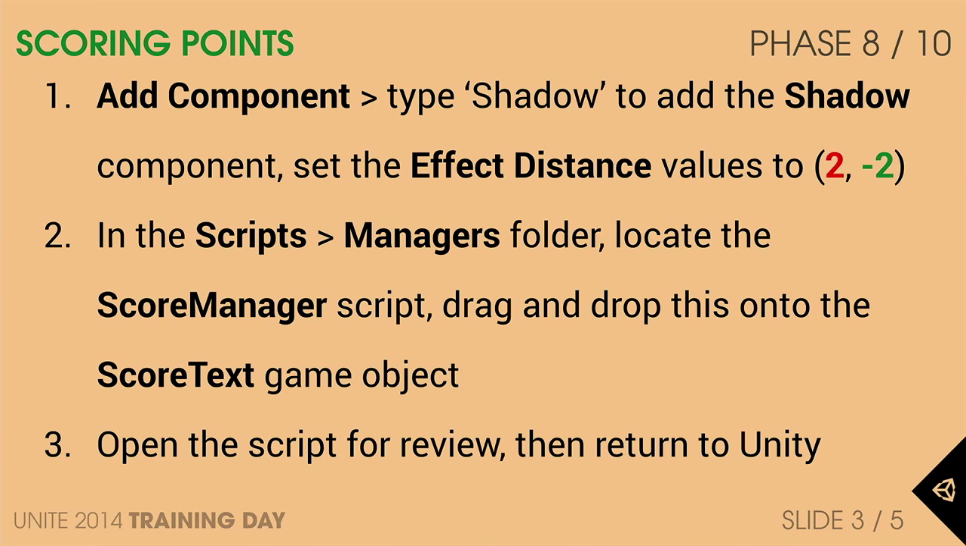So let's just quickly reiterate that last point. So we added a shadow component. We set the effect distance values to 2, -2, and we applied our score manager script and dropped it onto the score text game object.